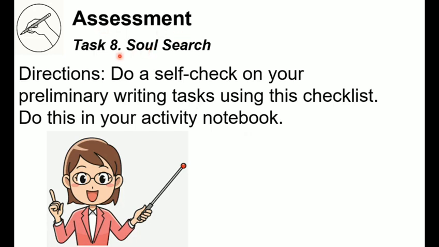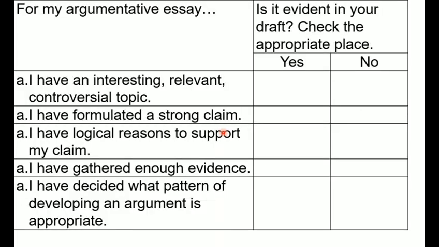Now for the assessment, here are the directions. Do a self-check on your preliminary writing tasks using this checklist. Do this in your activity notebook. Okay. I have an interesting, relevant, controversial topic. The answer here is, of course, yes. I have formulated a strong claim. Yes. I have logical reasons to support my claim. Answer also, yes. I have gathered enough evidence. Yes. I have decided what pattern of developing an argument is appropriate.